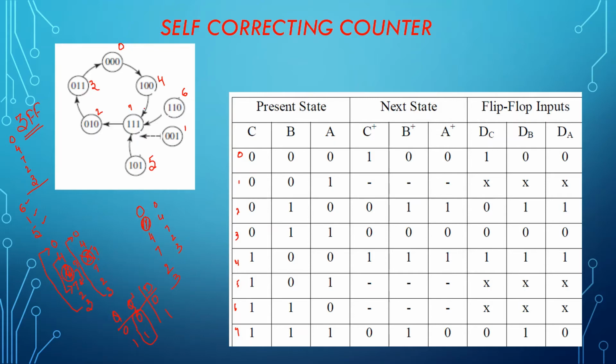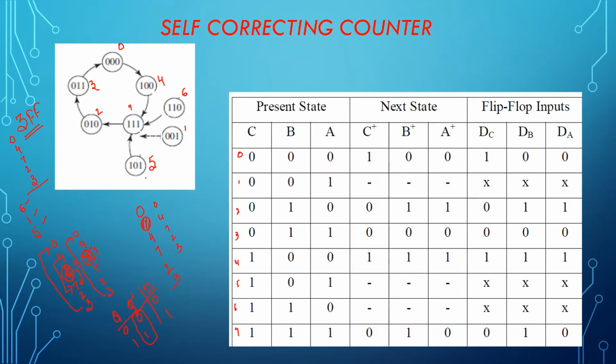After that, the next count is 1, 0, 0. After 1, 0, 0, what's the next count that should occur? It is 1, 1, 1. So it is written here. Next is 6, 1, 1, 0. After 1, 1, 0, what actually should be occurring here? It should actually come back to 7.